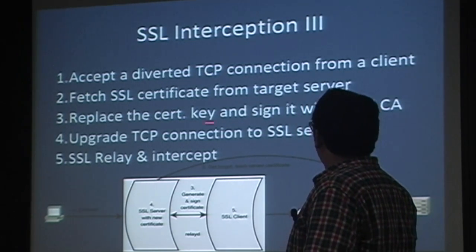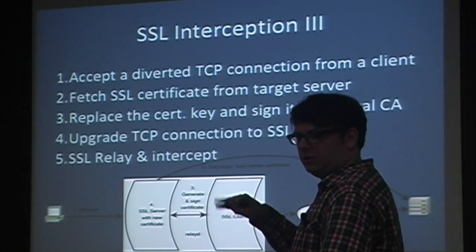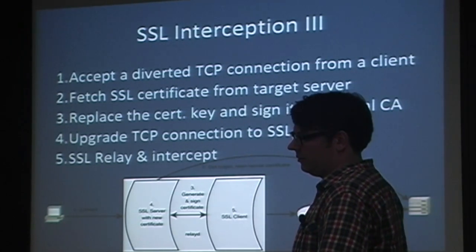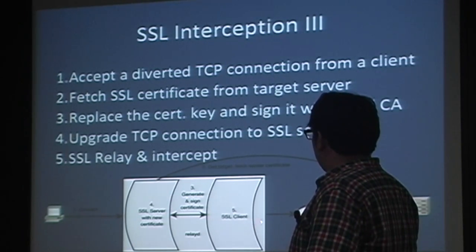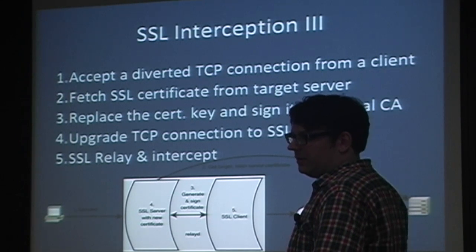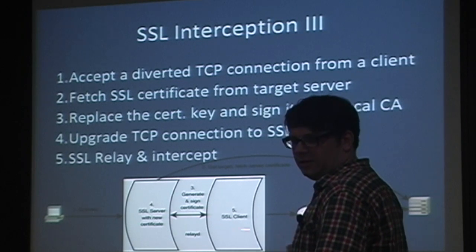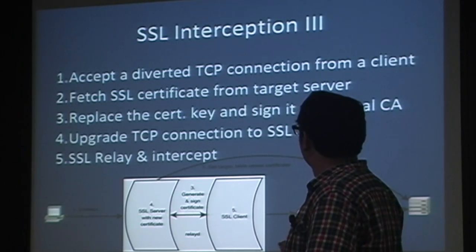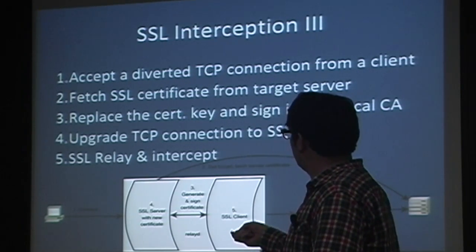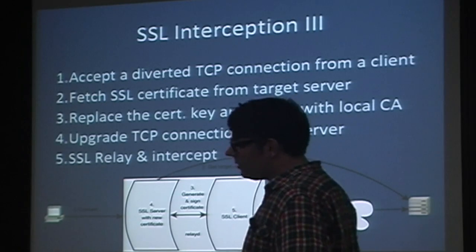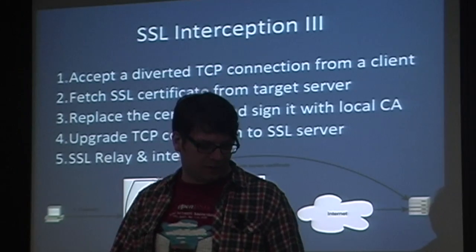Then, after I did this, I can accept the SSL connection, so I upgrade the port. You can easily start SSL on an existing TCP socket. And then the outbound SSL connection is already there. I can finish the connection setup, and then I can do the relay process between both of them. So now the connection is going through, and your client will get a valid certificate. Look, it's signed by a local CA.